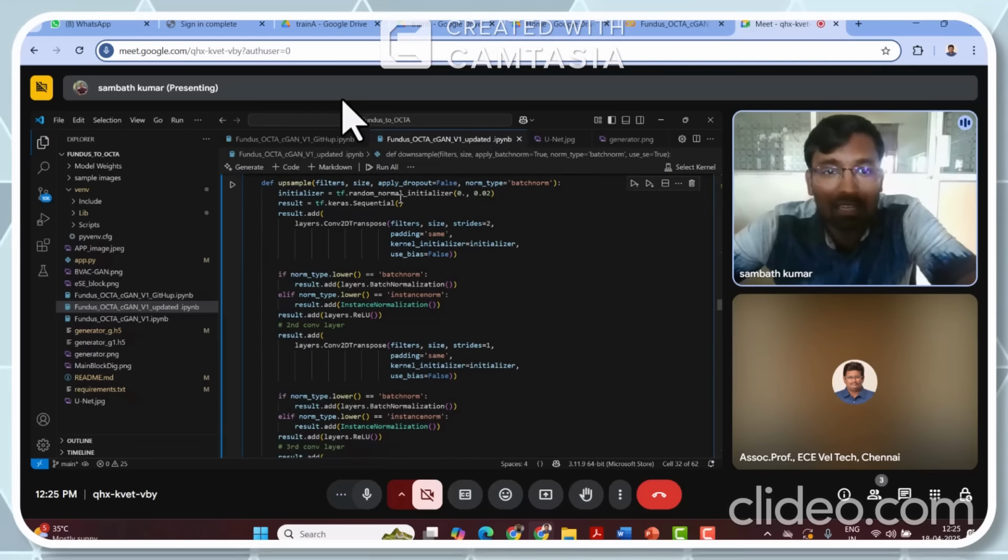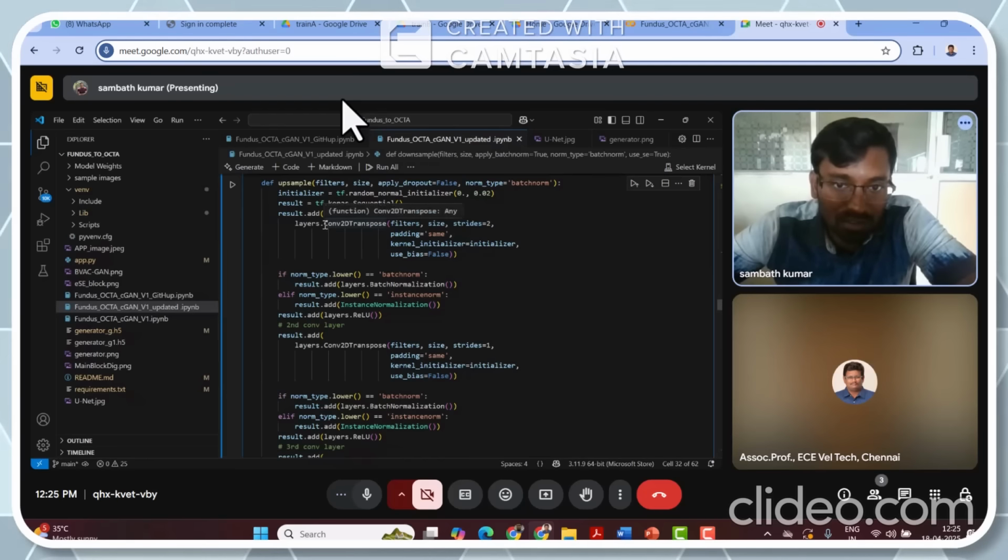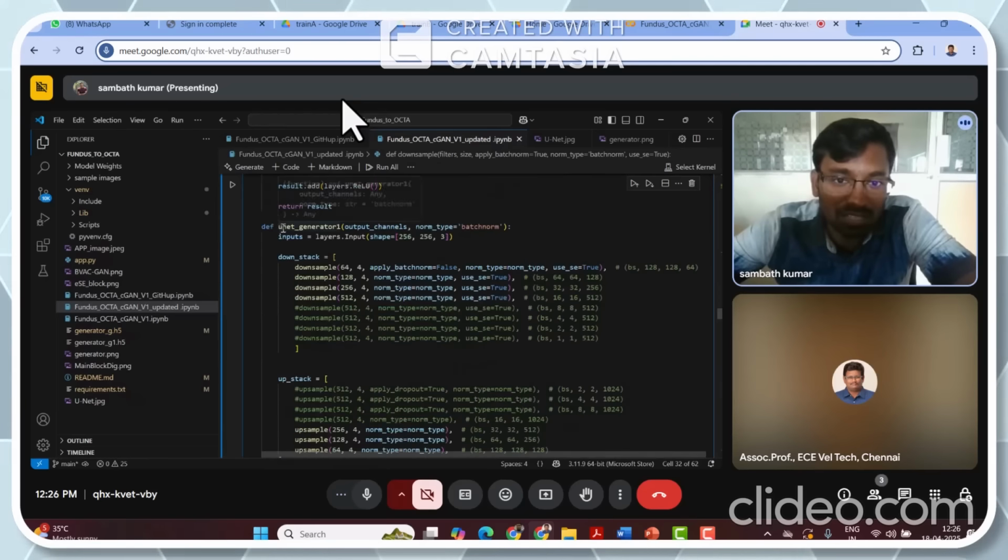Then after that, in the decoder block, we are doing upsampling. This is the reverse of the previous one, the downsample. In the downsample we have max pooling; here we do upsampling. We bring the spatial resolution back as it was, so we do it here using Conv2D transpose in the U-Net generator.